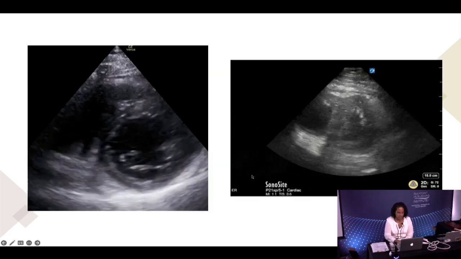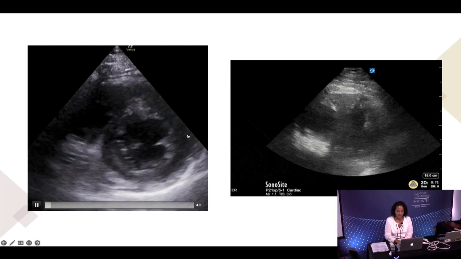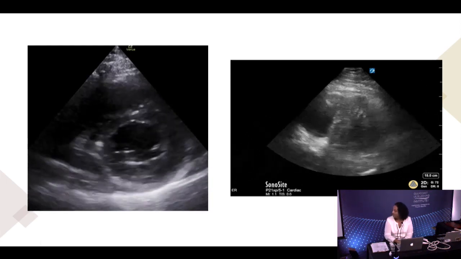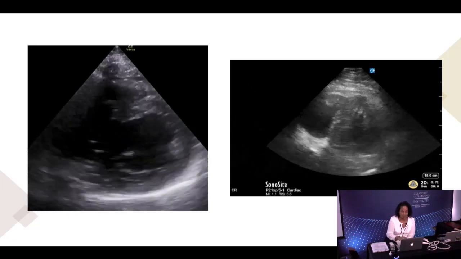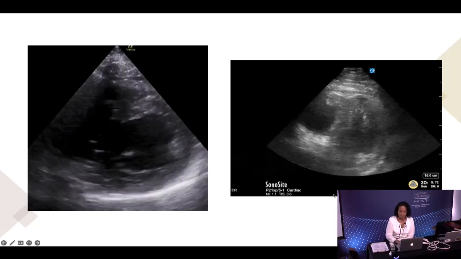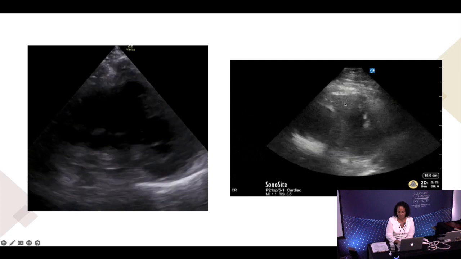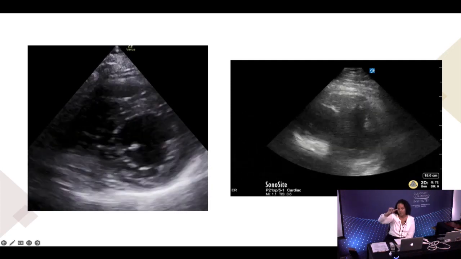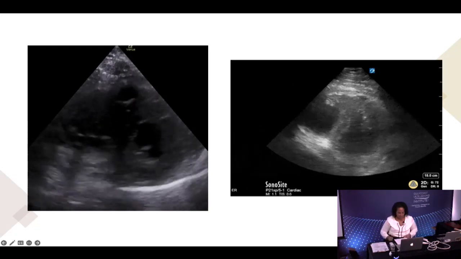So just to show you a little bit more about this sign, this is a normal patient right here with our perfect circular left ventricle, and this is a picture that I borrowed from the web that shows that D sign right here with that flattened septum and that perfect D-looking left ventricle.